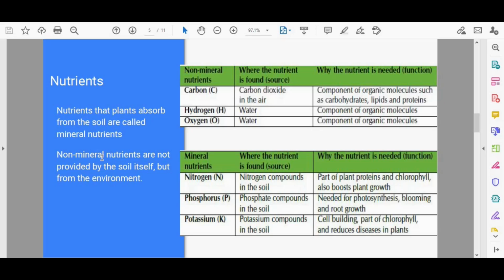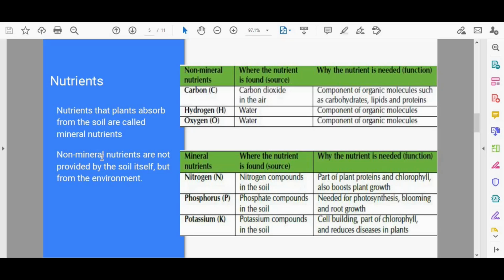a carrier. Water will carry that mineral to the plant. So the plant absorbs the water with that mineral in it, and in turn the plant would absorb that nutrient or that mineral as well. I've put in a table which I've extracted from the grade 12 Siyavula textbook. I think it's table 14.1. And there's a table of non-mineral nutrients as well as mineral nutrients.